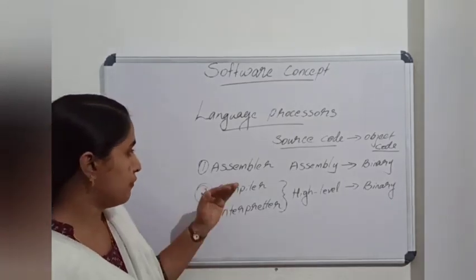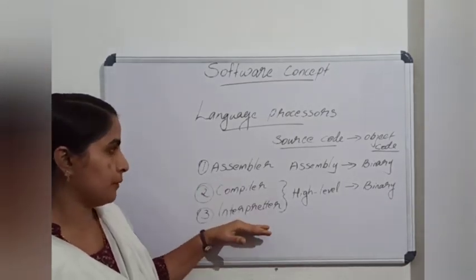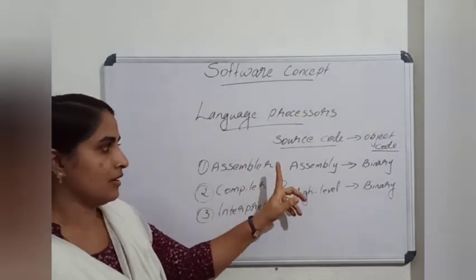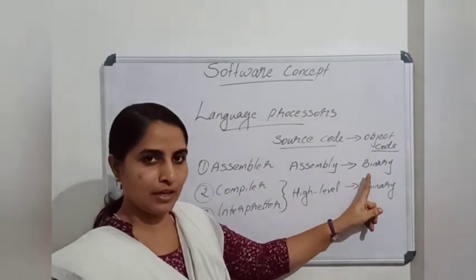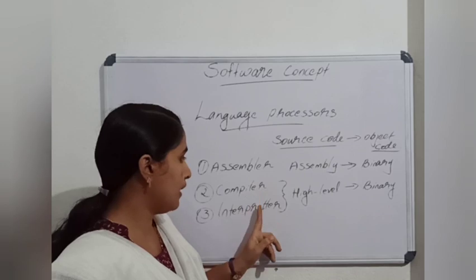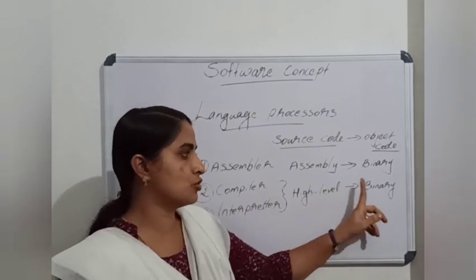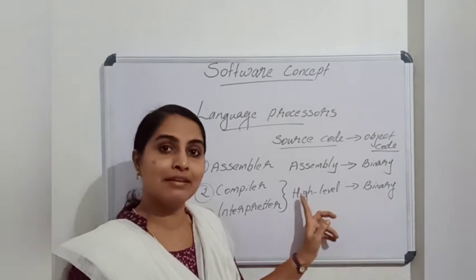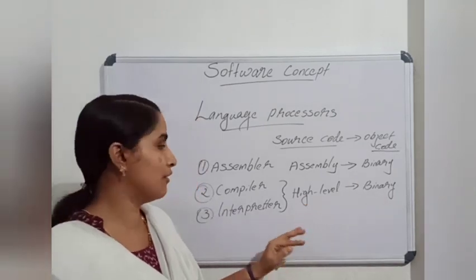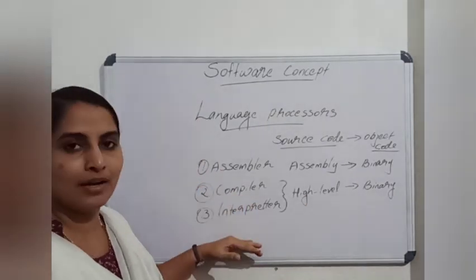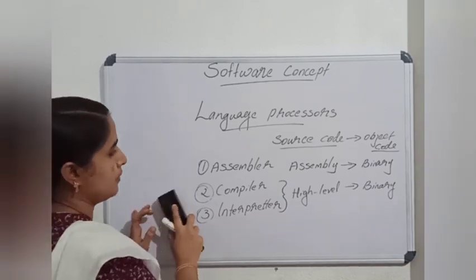And we will see the difference between compiler and interpreter. Assembler is clear, I think. It converts assembly language to binary language. And compiler and interpreter both convert high level language to binary language. But they differ. Now we will see the difference between compiler and interpreter.